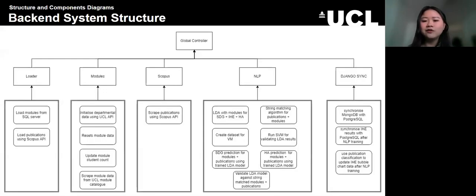Here's a high-level overview of our data mining engine structure. We have a global controller that controls the managers, loader, modules, scopus, NLP, and Django sync folders, where each of them are compartmentalized and oversee actions related to themselves. It is to note that there are data interdependencies amongst components. For example, the output of scopus and modules is the input for NLP.